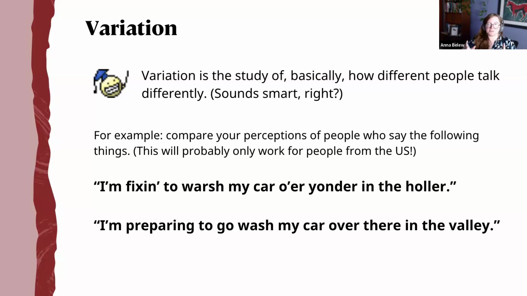So, just a little exercise. This might only make sense to folks from the US, but if you can see a difference here, let me know. How do you see the two people who make these two different statements? Statement one is, "I'm fixing to wash my car over yonder in the hollow," which is how perhaps my grandpa or my grandpa's family would have said the following sentence: "I'm preparing to go wash my car over there in the valley." So, who do you think these two people are that would say these two different sentences?